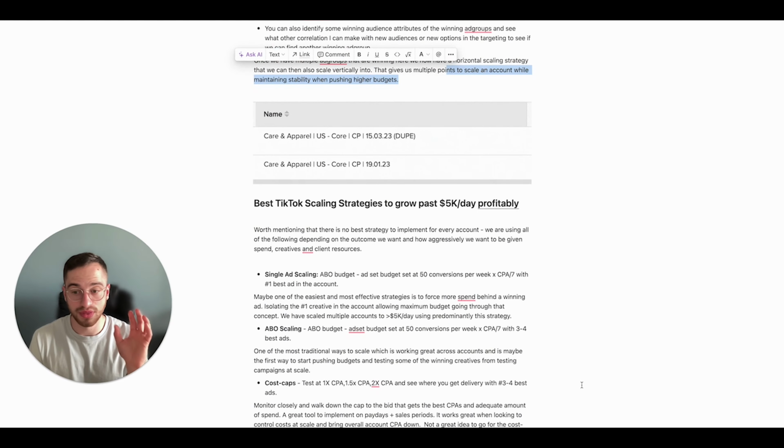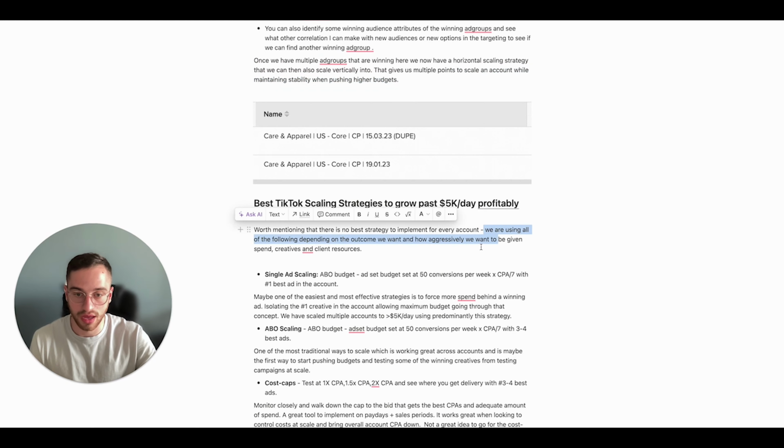These have the majority, and I'm going to go in the order how I like to use them to grow past 5K a day profitably. Again, there's no best strategy to really implement. I just want to throw it out there: I'm using all of them, depending on the outcome that I actually want, how aggressively we want to scale, what we have available in terms of creatives, the client relationship, and how okay the client is with pushing a lot of adspend behind it.